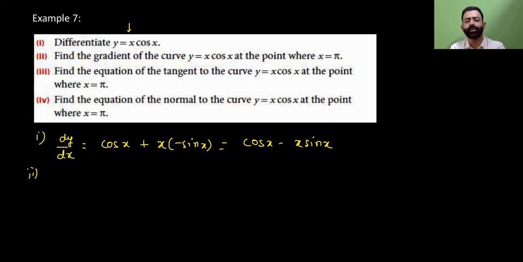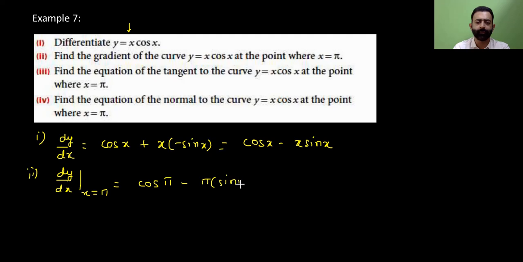Second says we have to find the gradient of the curve at the point x equal to pi. As we know, the derivative function gives you the gradient at any point. So at x equal to pi, we have to put x equal to pi in the derivative function. So dy by dx at x equal to pi will be cos pi minus pi times sin pi. Okay, so cos pi value is minus 1 and sin pi is 0, right? So pi into 0 is 0. So gradient at x equal to pi is minus 1.